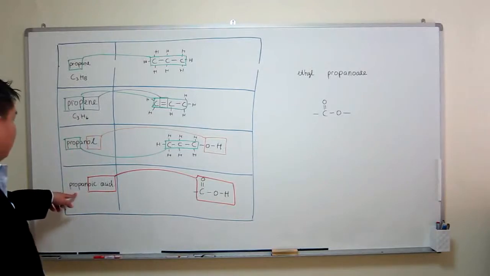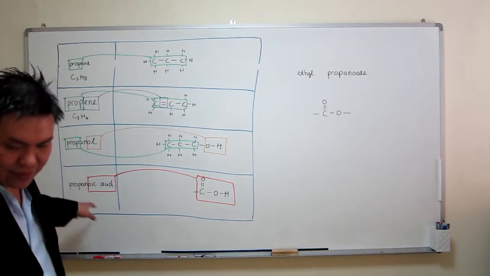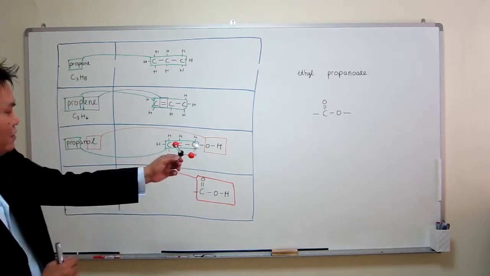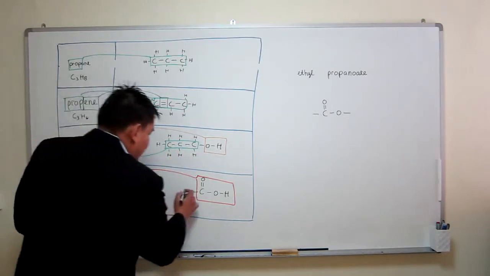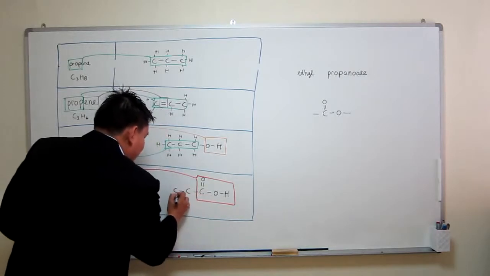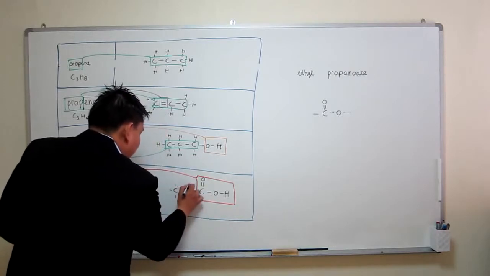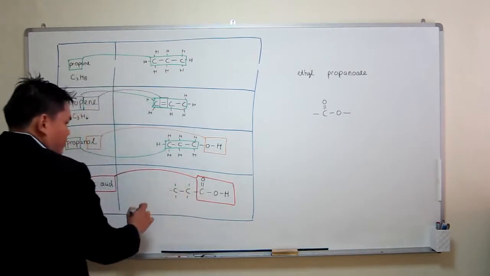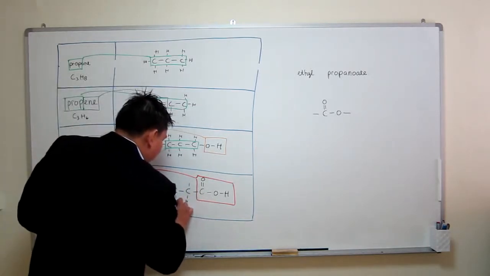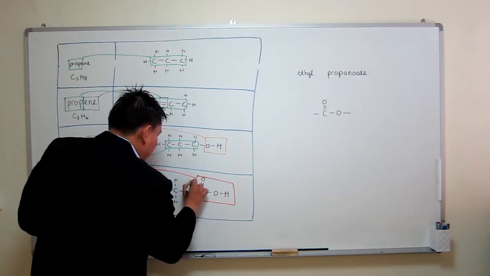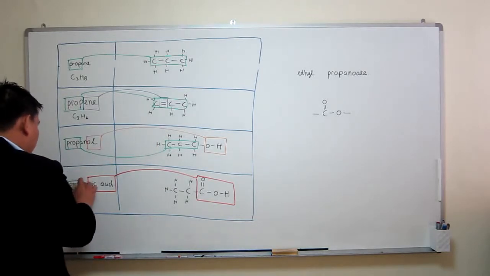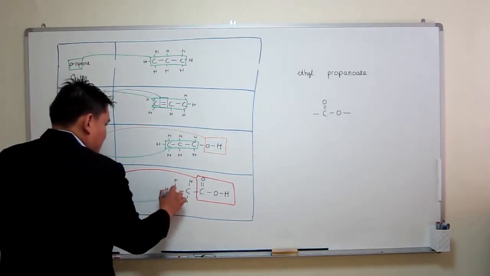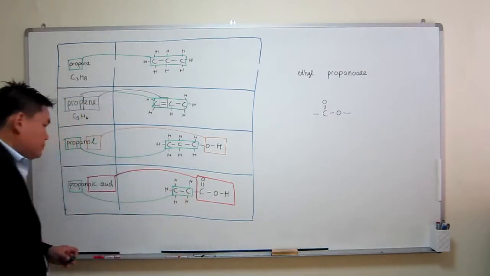Propanoic acid. Propanoic acid, also very simple. Must contain the COOH functional group, and total you must have 3 carbon. You already have 1, so we must add another 2. That C in COOH is counted when you give name to it. So again, prop means 3 carbon.